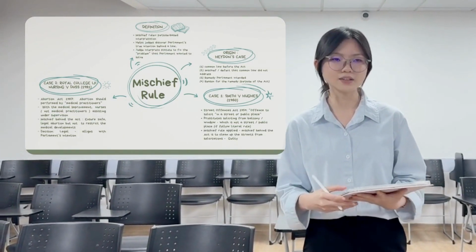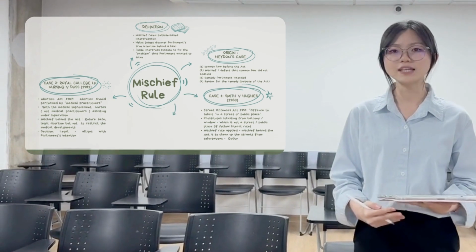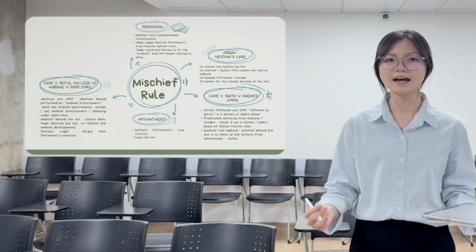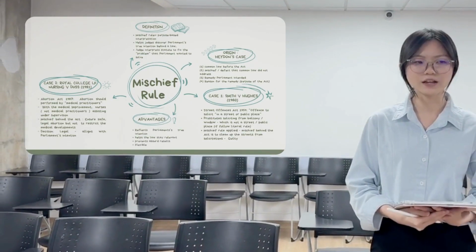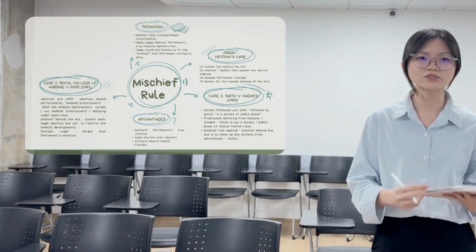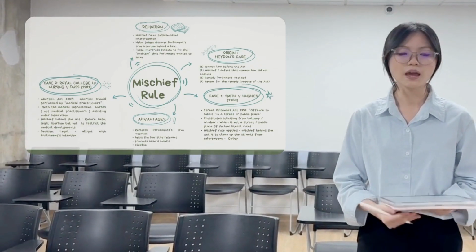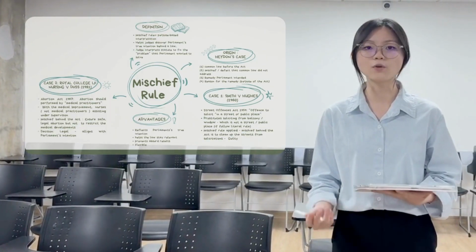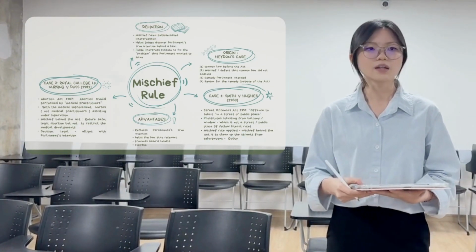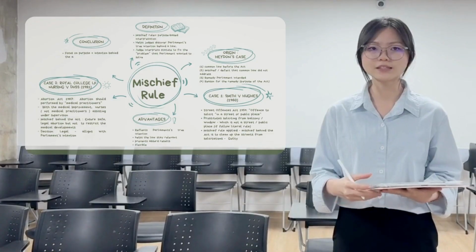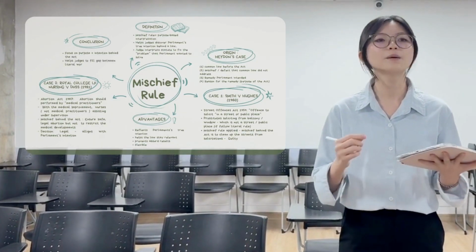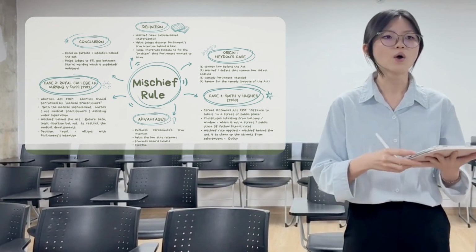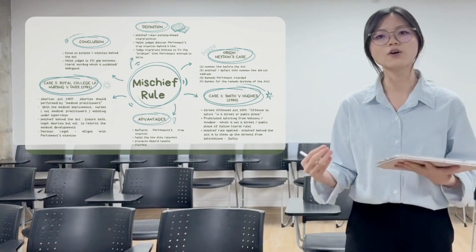According to the legal scholar Michael Zander, the advantage of the mischief rule is that it allows judges to interpret the laws in line with Parliament's true intention, rather than being bound by the strict literal meaning of the words. This makes the law more flexible and helps it stay relevant over time. To sum it up, the mischief rule is an important interpretative tool that focuses on the purpose of the law. It allows judges to bridge the gap between the wording and the true intention of Parliament.